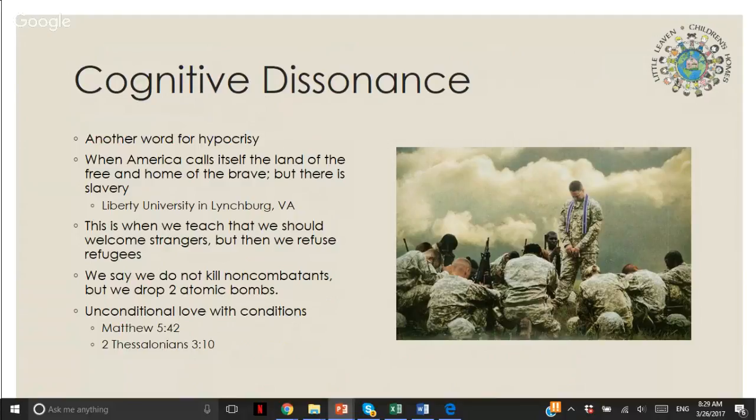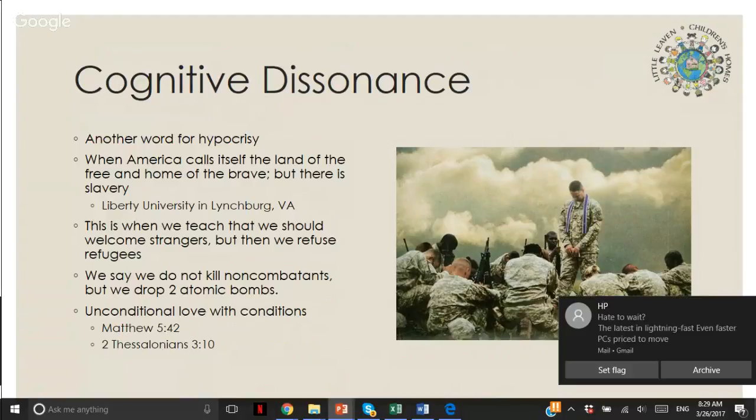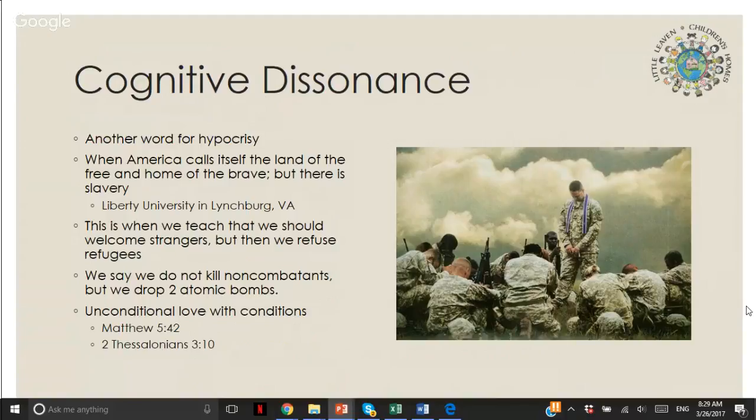It's like saying, hey, we have Liberty University in Lynchburg, Virginia. That's an oxymoron. How can you have Liberty University in Lynchburg, Virginia? Not that there's something wrong with Liberty University. This is also when you have the Statue of Liberty, where it says, give me your tired, give me your poor. I don't know exactly what the Statue of Liberty says, but then you don't welcome in refugees.